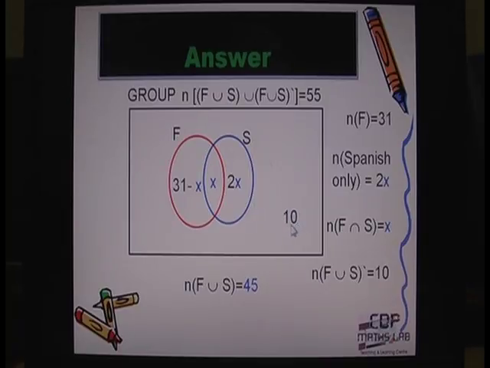And then guess what? This 10 is those students who neither pass French nor Spanish, which is the complement of F union S. So if you had this correct, give yourself a clap.